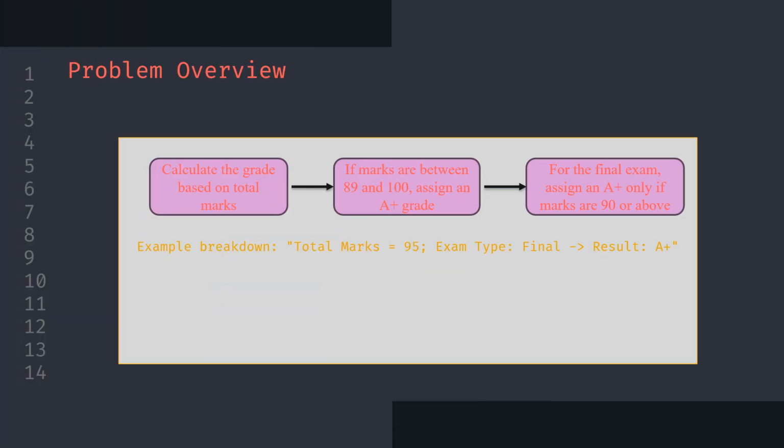Here's what we're solving. If a student's marks are between 89 and 100, they earn an A plus grade. But if the exam is the final, they need a minimum of 90 marks for the A plus grade. Let's see how to code this.